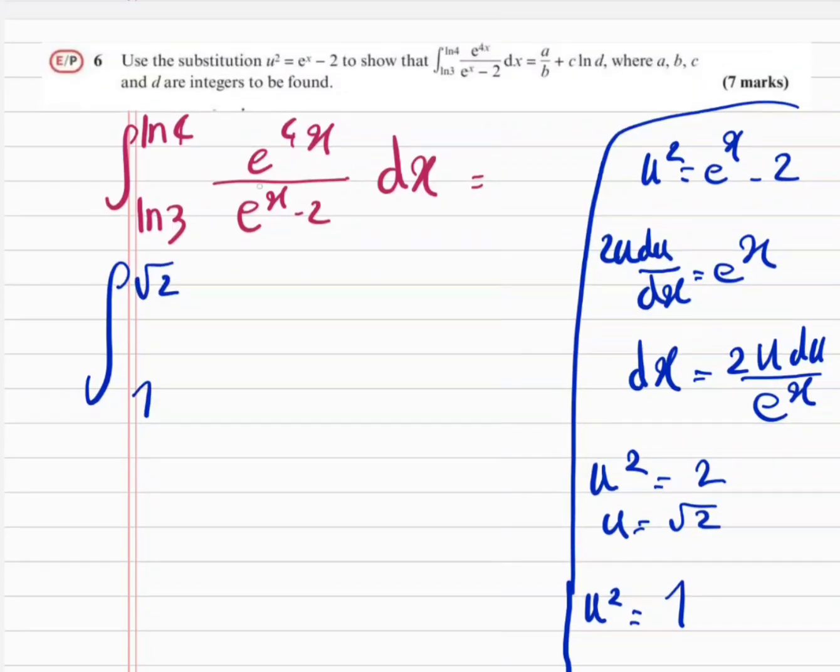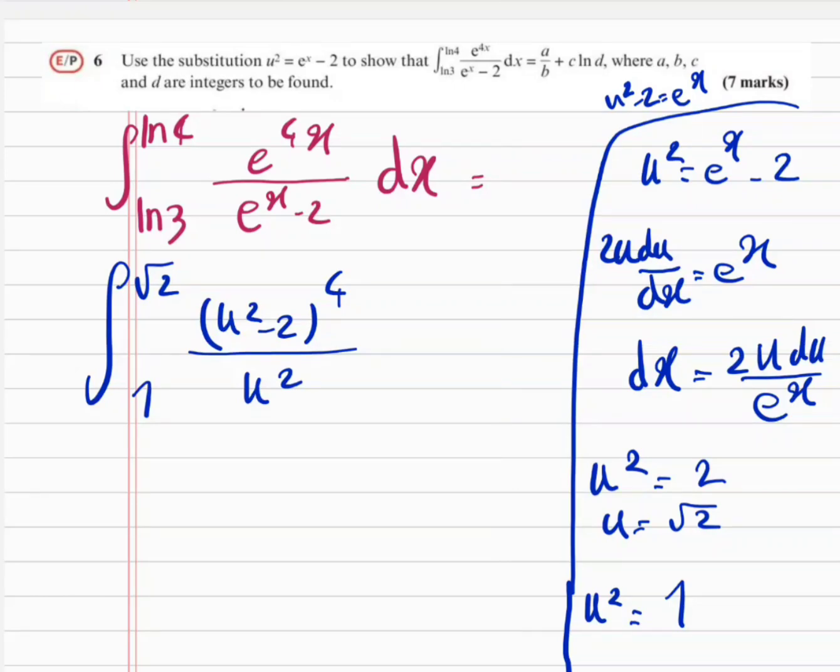For e to the power of 4x, in terms of our substitution, if we rewrite this in the form u squared plus 2 is equal to e to the x, and then raise both sides to the power of 4, we get e to the 4x. So that means u squared plus 2 to the power of 4 is e to the 4x. And for e to the x minus 2, that's just the same as u squared.